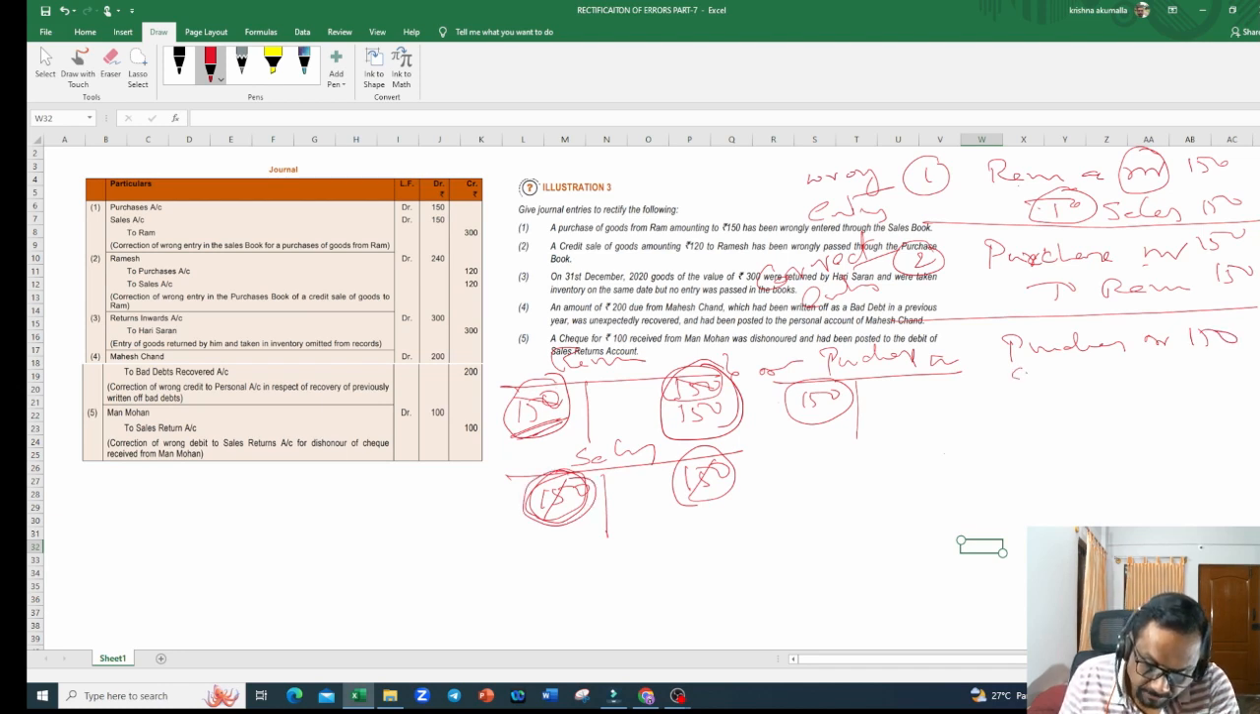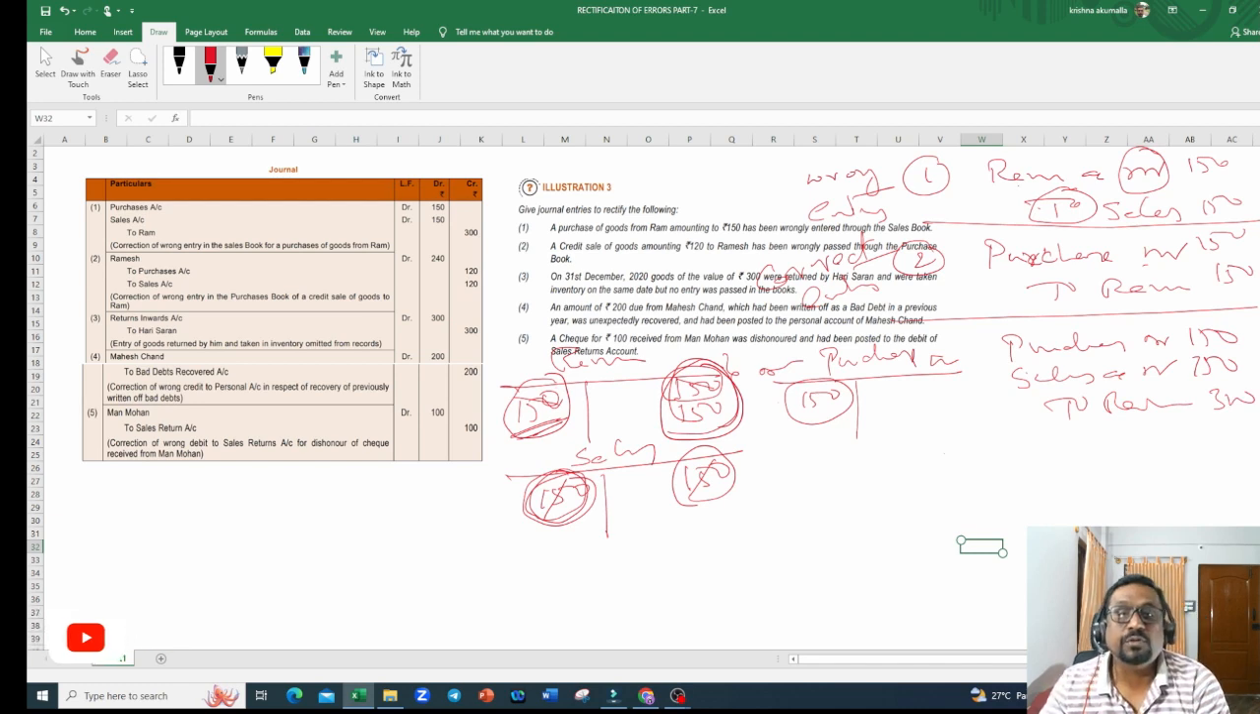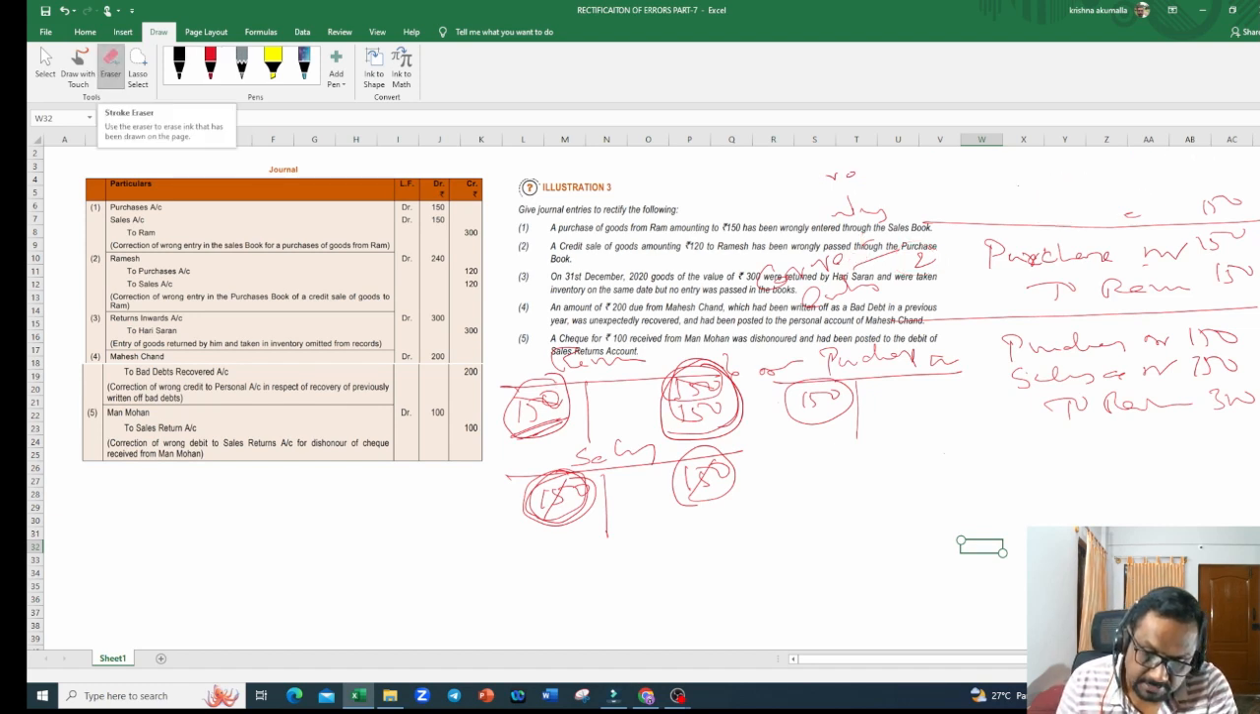Sales account debit 150. RAM account credit 300. To RAM account 300. This is how you need to rectify this. Clear? Right. Let me go to the next point.